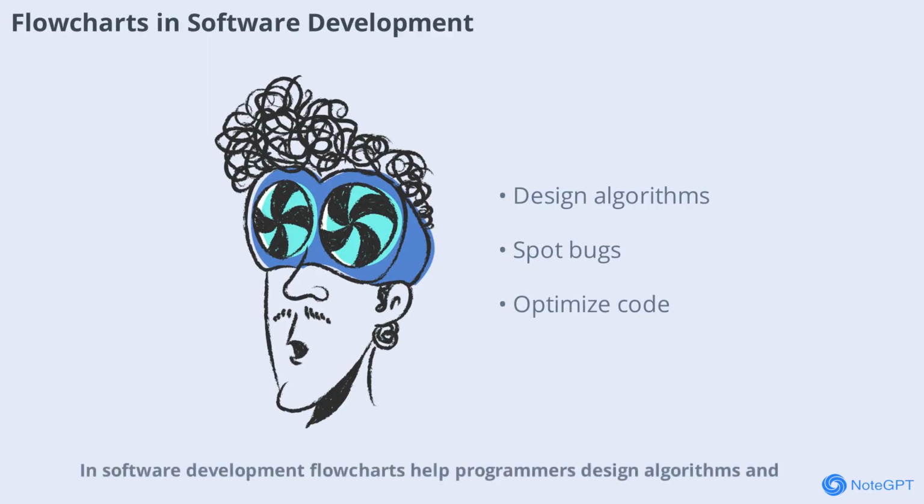In software development, flowcharts help programmers design algorithms and understand how data moves through a system. They make it easier to spot bugs, optimize code, and communicate ideas with other team members. Flowcharts are an essential part of the software design process.